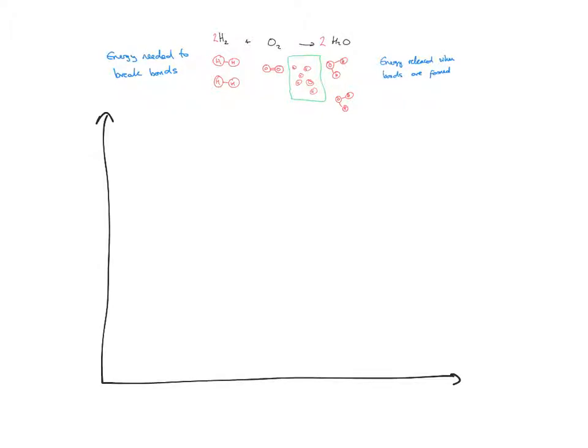So the bottom axis is the reaction, and on the y-axis is the energy. The top is the most energy, and here is the lowest amount of energy. As you can see, at the start of the reaction we start with hydrogens and oxygens, and they have a certain amount of bond energy. So let's put that on here.